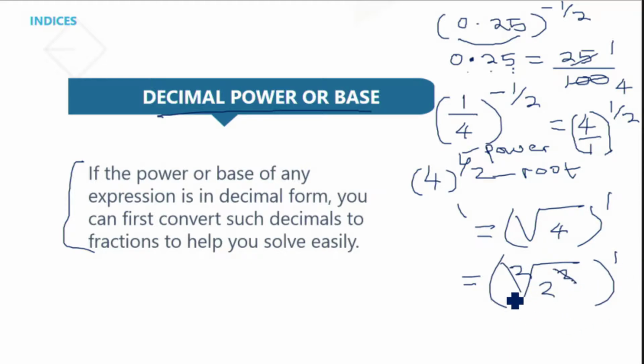All right, so 2 can cancel out the root. The power 2 can cancel, and we have 2 raised to the power 1, which is equal to 2.